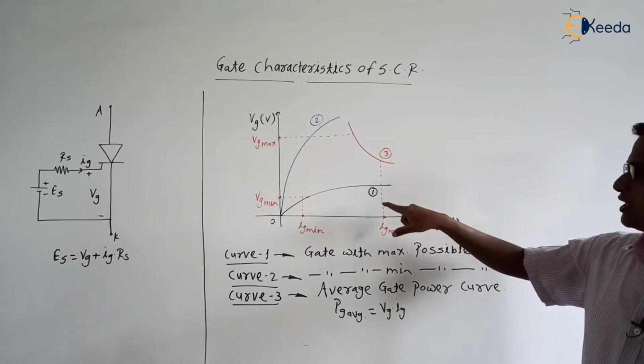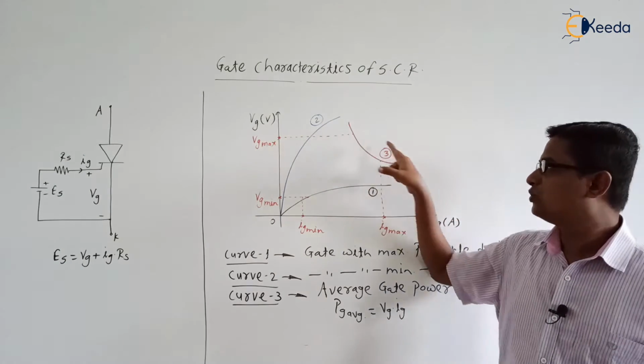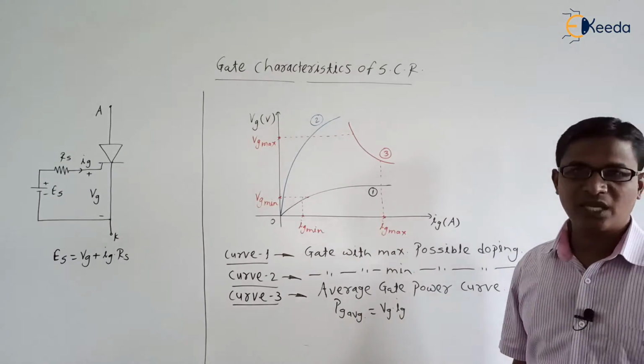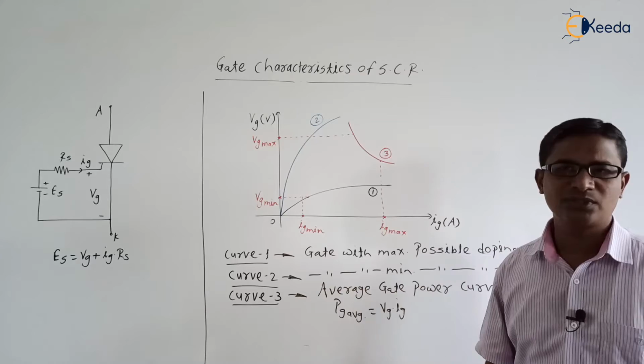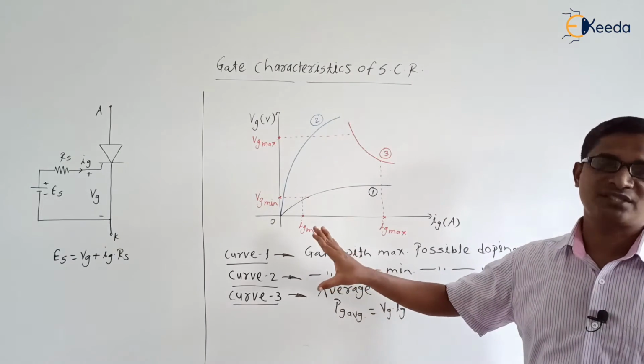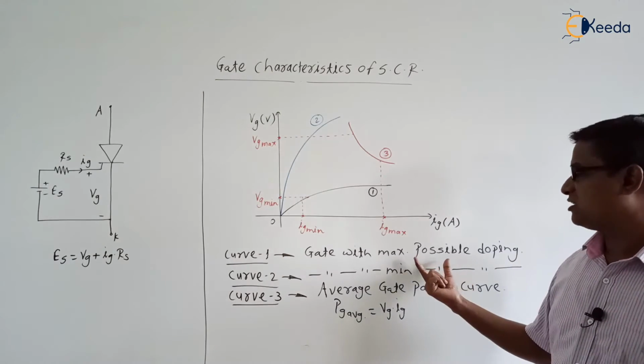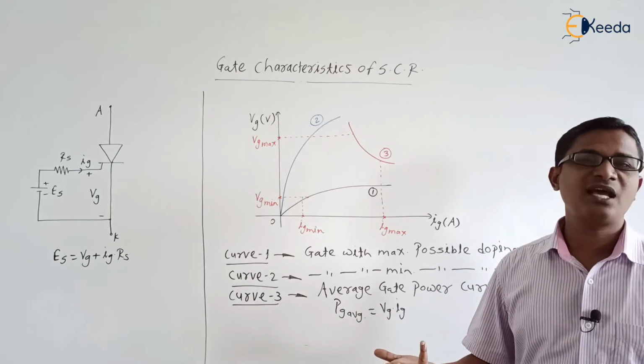Okay, so we are having three curves: curve 1, curve 2, and curve 3. Now who gives curve 1, curve 2, and curve 3? Specifically, it is given by the manufacturer, because the manufacturer will give you the maximum possible and minimum possible doping as well as the average gate power.